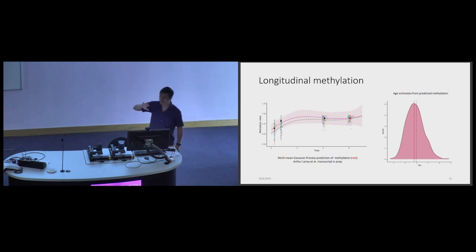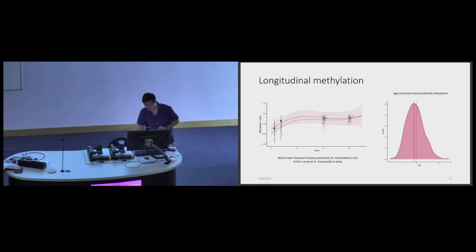So what's known is that DNA methylation is very tightly associated with age, so actually the age of an individual. So we use the predicted methylation sites to estimate the age of the individual, and we know the age of the individual very precisely.